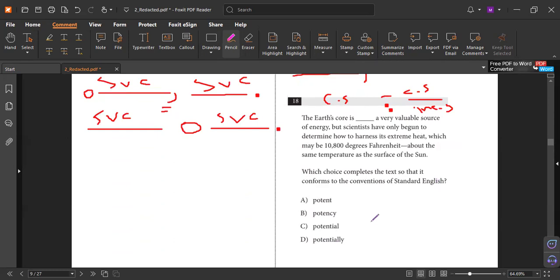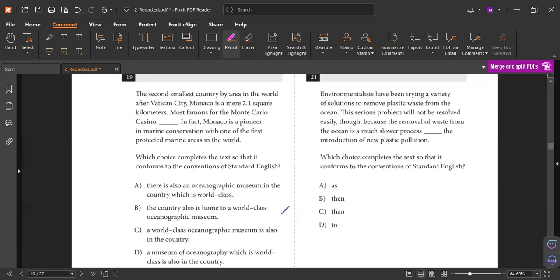Letter D, it's correct. Here we need an adverb to prove what's going on. So that is correct. Now 19.